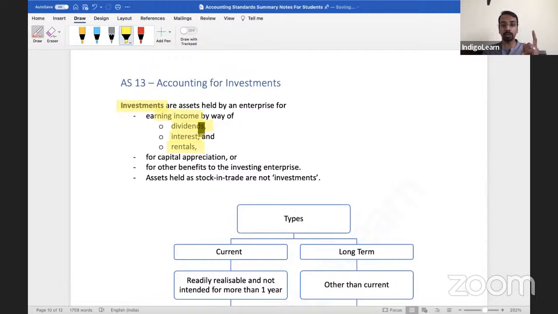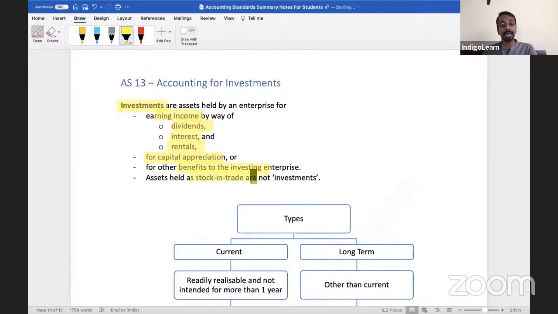Again, AS2 also we talked about assets, AS10 also we talked about assets, even AS13 is about assets. If they are held for earning income by way of rentals, then we call them investment. Or if not for income, for capital appreciation. I purchase shares of a company. The company doesn't pay me dividend, but after 5 years, maybe the share value will be double or triple, possible, right? Then that is also called investment. And for other benefits to the investing enterprise, which may not be capital appreciation, but some other benefits for the entity which is investing.